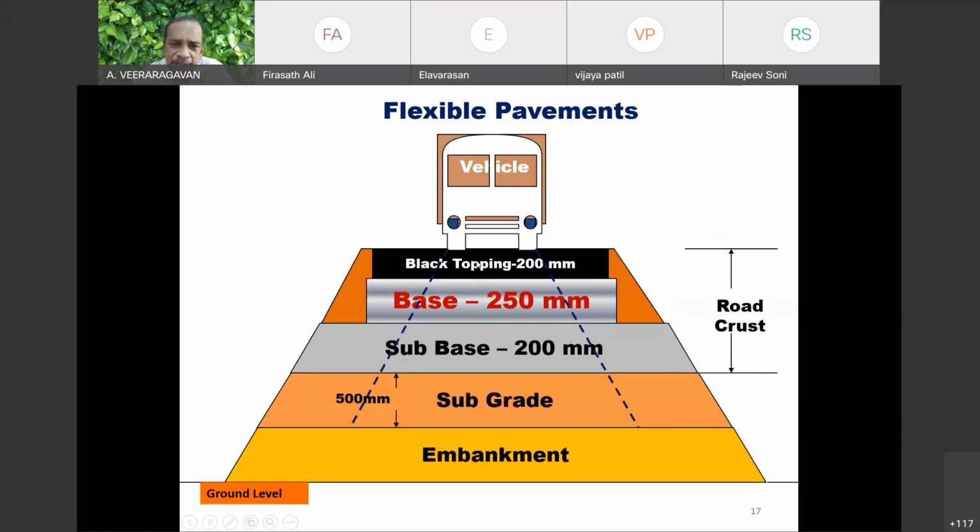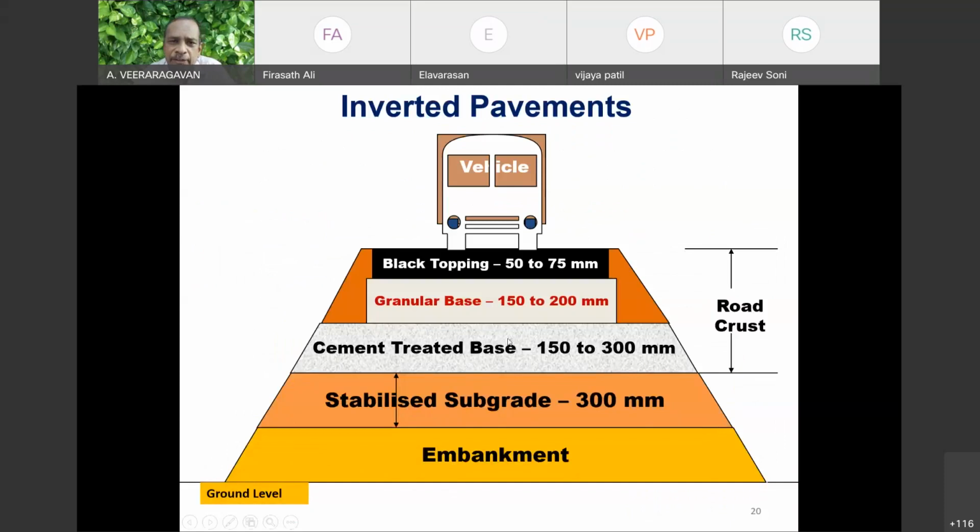If we say this modulus is E1, this is E2, this is E3, this is E4. E1 will be more than E2, E2 will be more than E3, E3 will be more than E4. So as the upper layer goes up and up, the modulus value increases.